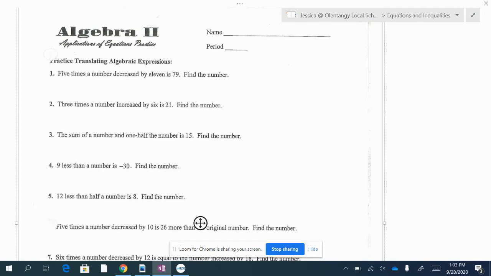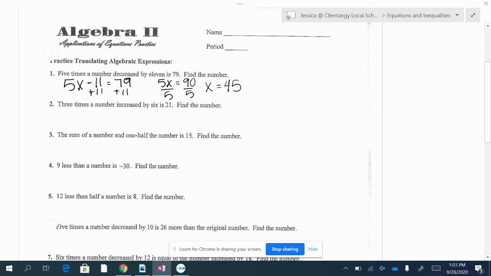The first couple problems we went through were just translating algebraic expressions. For this first one, it says 5 times a number decreased by 11 is 79. So 5 times a number is 5x, decreased by 11, so minus 11, equals 79. And then solve: add 11 to both sides, so 5x equals 90, divided by 5, and x equals 45 there.